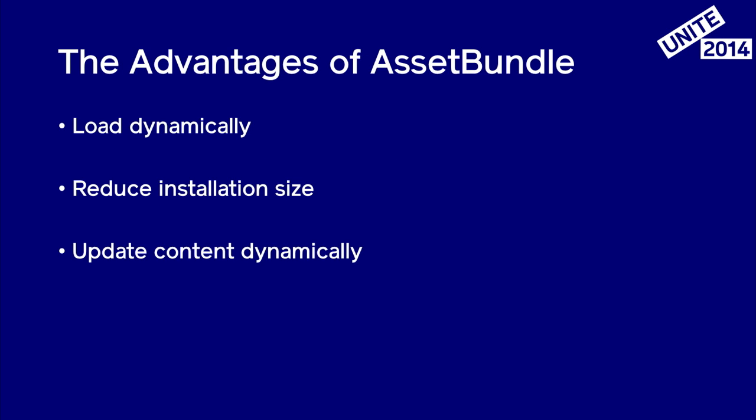So, the advantages of AssetBundle. Why do we encourage people to use AssetBundle? Actually, the basic thing is it can be loaded dynamically, so we can reduce the installation size a lot. And since it can be loaded dynamically, we can use it to update content when running. For example, you can load more resources and more things whenever you want when you are running a game or project.